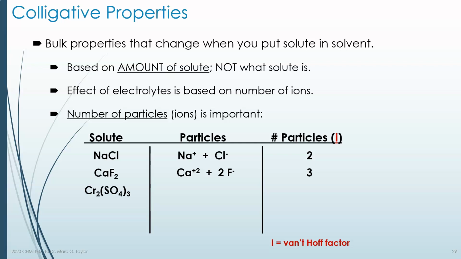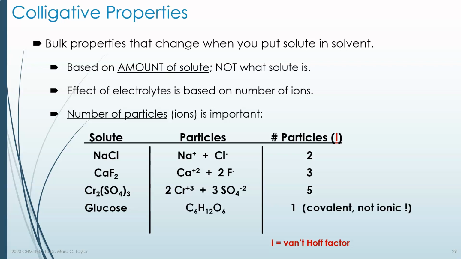We throw in chromium(III) sulfate. This is a very soluble compound. It will completely break up into its component ions, and you will end up with 2 chromium(III) ions and 3 sulfate ions for a total of 5 particles for every 1 of these formula units. Glucose, however, is not an ionic compound. It's a covalent compound, so when you put it in water, it just stays as glucose, C6H12O6. It doesn't break apart. It's not ionic. And therefore, you'll get 1 for 1. Every molecule of glucose you throw in that dissolves, it will be 1 particle dissolved.